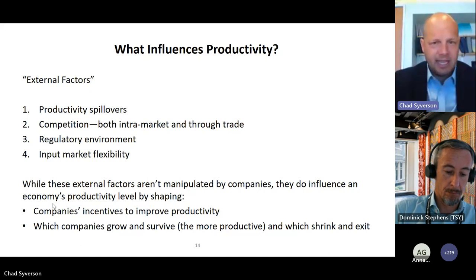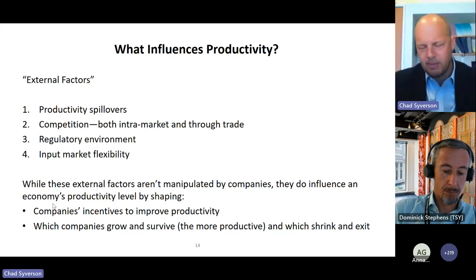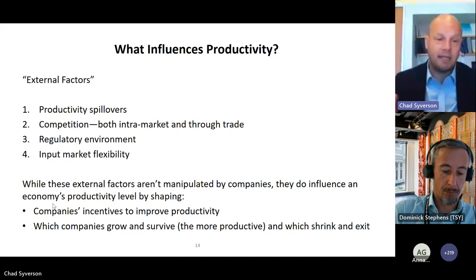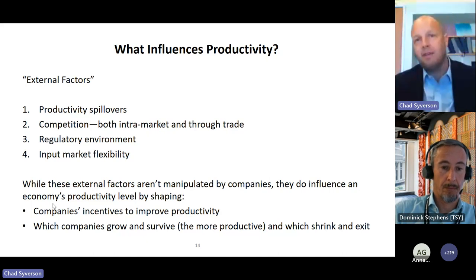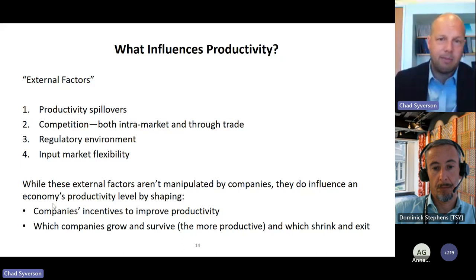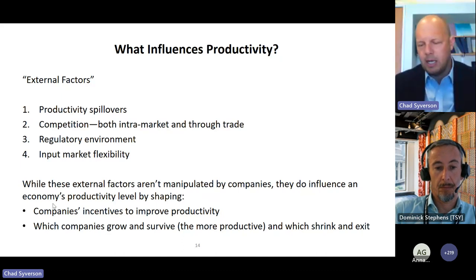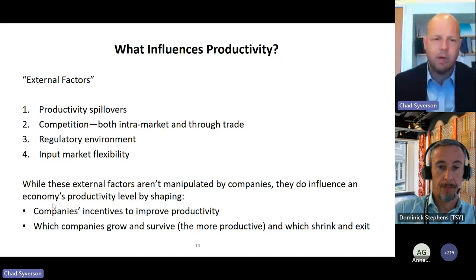So these things, again, companies can't directly affect them, but they do influence a company's productivity through two mechanisms. One is through competition, giving companies an incentive to improve their productivity. If a new competitor comes into your market and you're inefficient, well, you better get more efficient or you might be run out of business. So you've got more incentive to raise your productivity level, perhaps through pulling one or more of the levers I mentioned before.